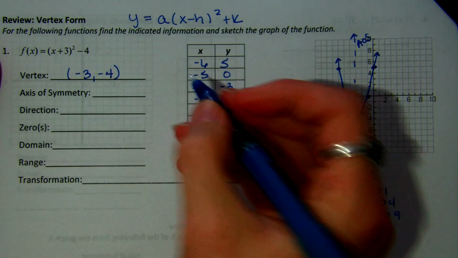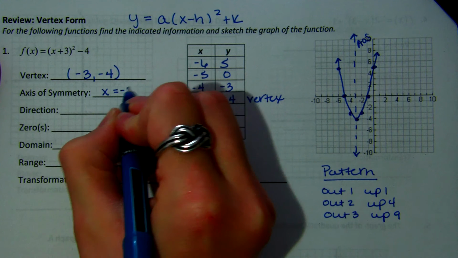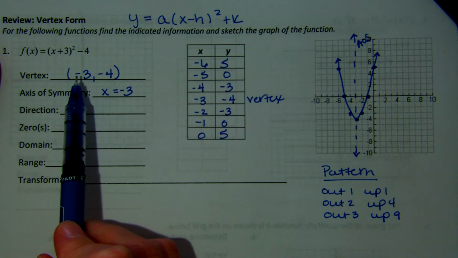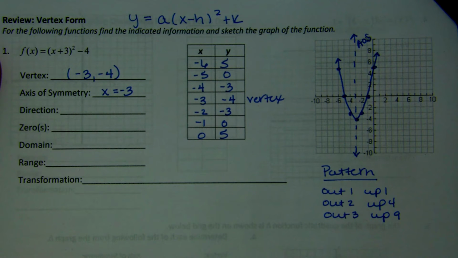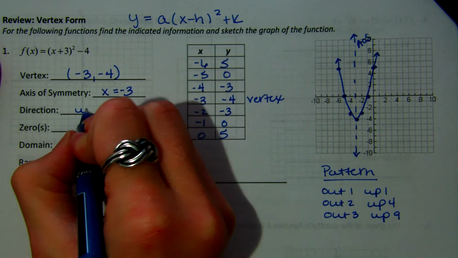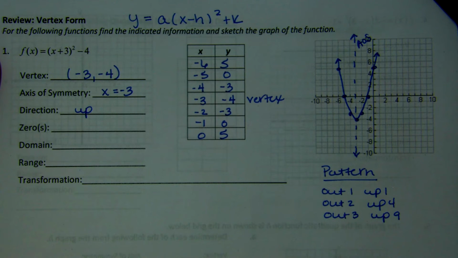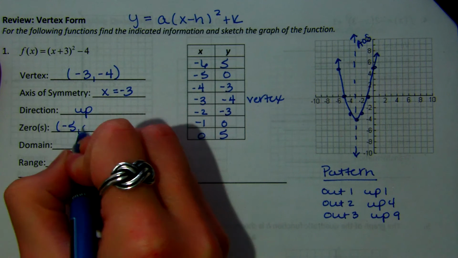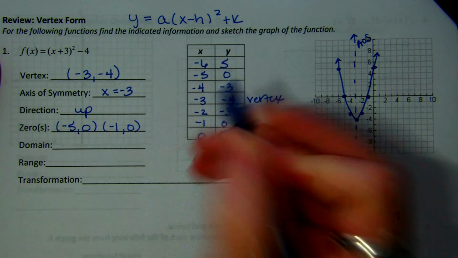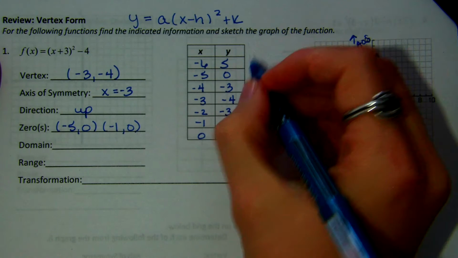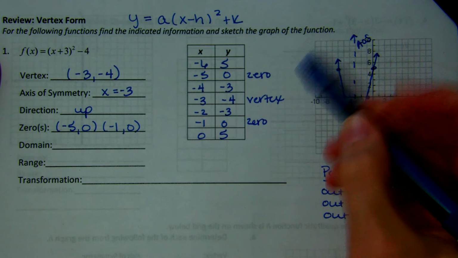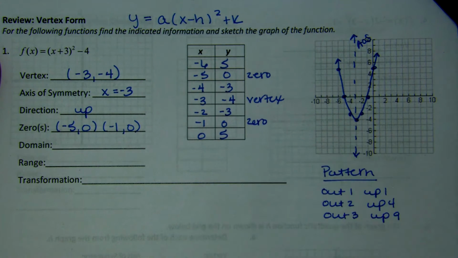The axis of symmetry is, in this case, at x equals -3. Your axis of symmetry is always at the x value from your vertex. The direction of this parabola is up. The zeros on this parabola, where it touches or crosses the x-axis, are right here at -5 and -1. You can also see those zeros in the table where y is 0, that's why they're called zeros. Those are our zeros, so (-5, 0) and (-1, 0).